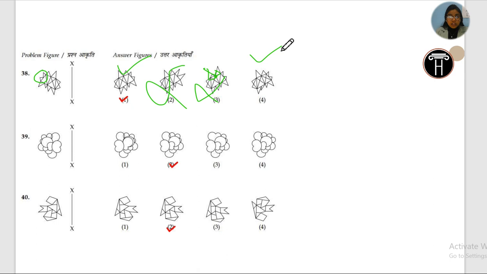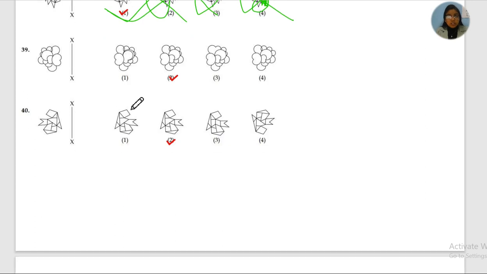And in A and D, there's a difference over here. See, this is more slanted, but it should be a little bit upward. So this is wrong, and option number A is your correct answer.